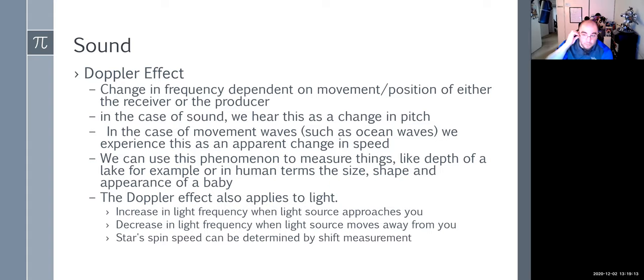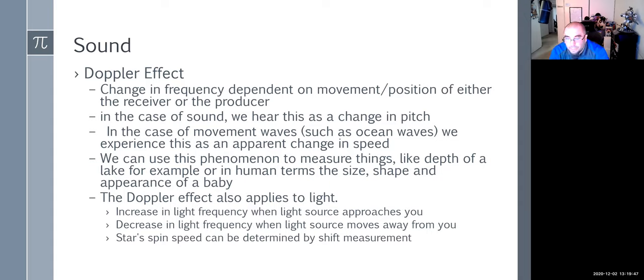The Doppler effect can also occur in light, right? Increases in light frequency when light sources approach you. Decreases in light frequency when light sources move away from you, right? So a great example of the Doppler effect is if you watch a car coming at you, right? You can see the headlights far off. As they get closer and closer and closer, those headlights get brighter, right? And as the car moves away from you, you can see the taillights and they're bright red. And then as they move further and further away, that light gets lighter and lighter. So the decrease in light frequency as it moves away is a great example of the Doppler effect.